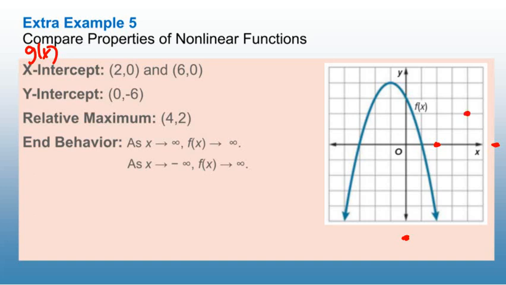And it has end behavior as x approaches positive infinity, f of x approaches positive infinity, and as x approaches negative infinity, f of x approaches positive infinity. So that means this one is going to look something similar to this.